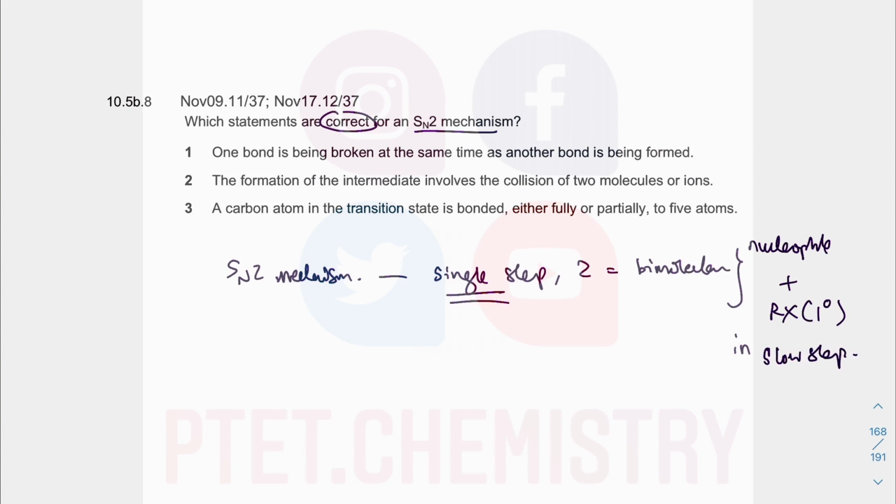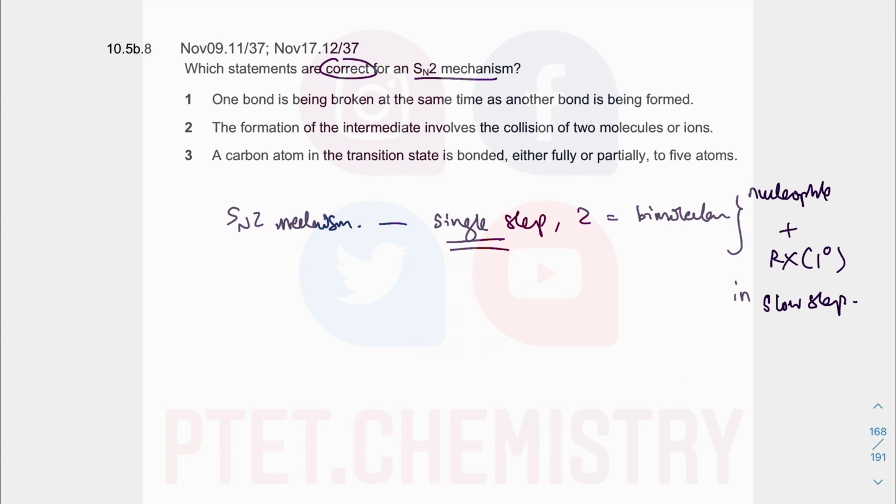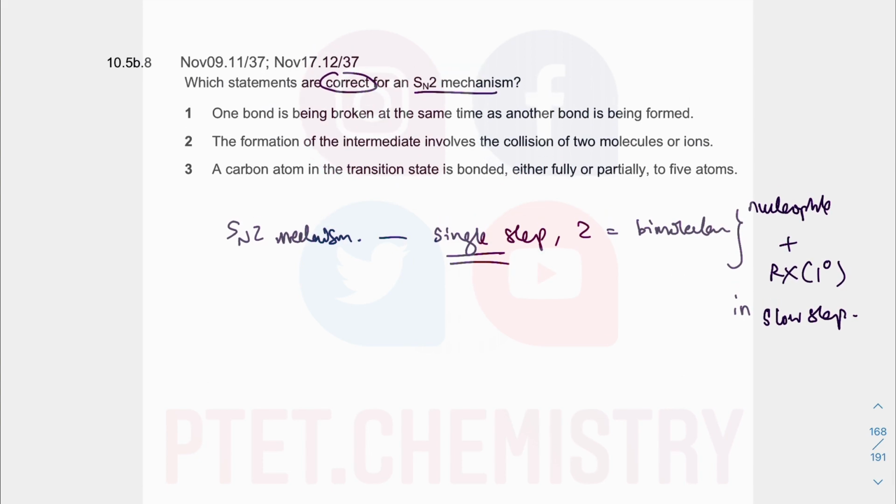Okay, so if we look at that, they say the formation of the intermediate involves the collision of 2 molecules or ions. I remember seeing this question when I did the yearly paper actually, so I'm not going to be tricked by that the second time. When I did that yearly paper, when I saw this term intermediate, straight away I said 2 was wrong, and in reality the term intermediate is really badly worded, especially when you talk about the SN2 mechanism.